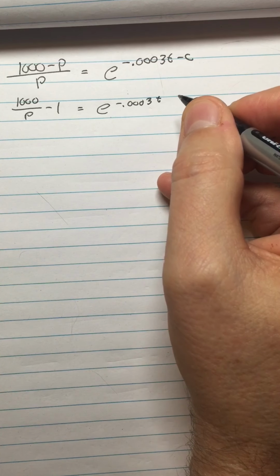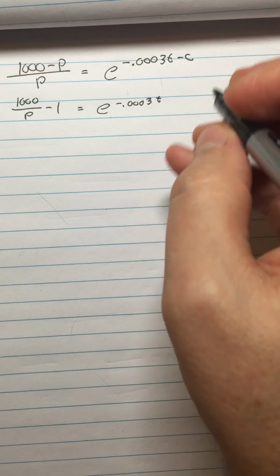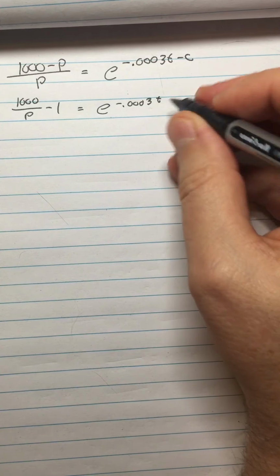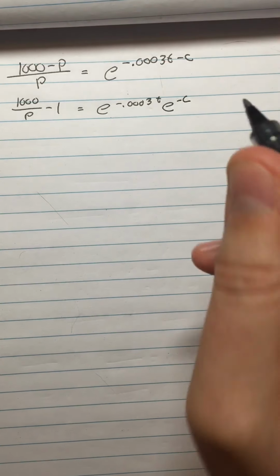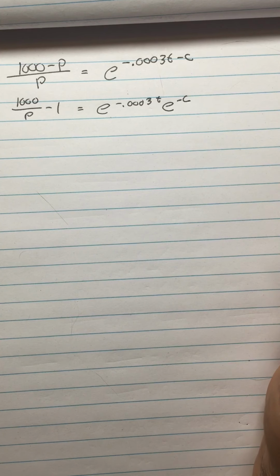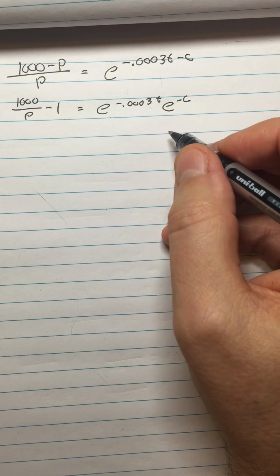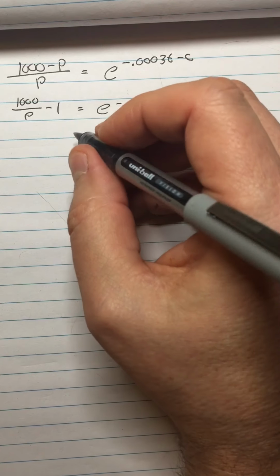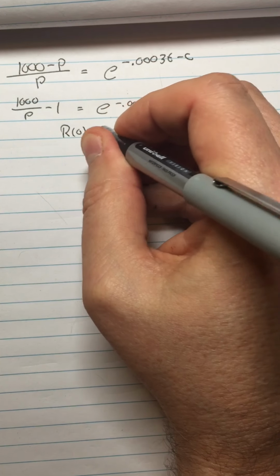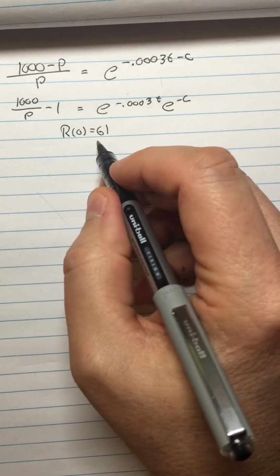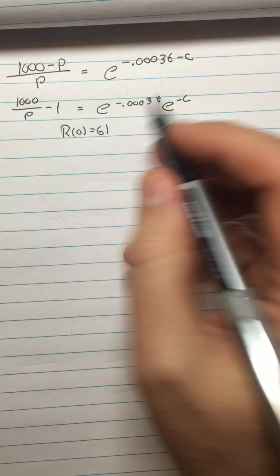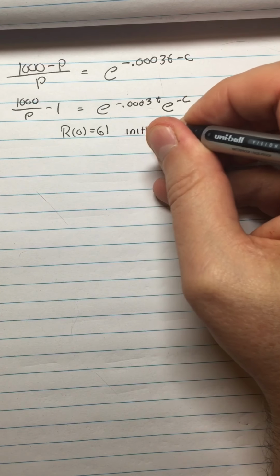0.0003t. So then I'm going to go ahead and break off this e to the negative c. I say I, but again, I'm just copying the book. And then once we're here, we can say, all right, I know that r of 0 equals 61. This says they started with 61 moose. So this is, in fact, our initial condition.